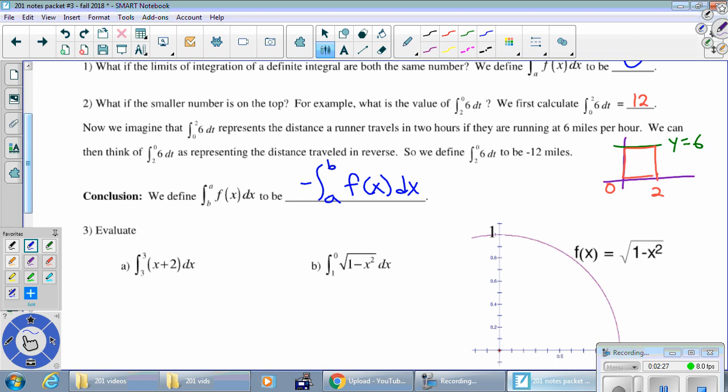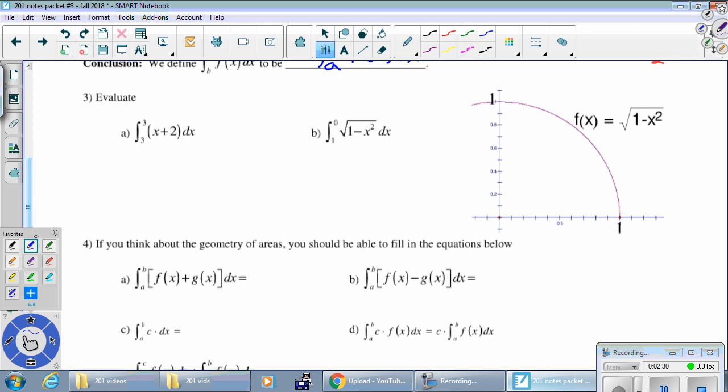Okay, let's do a couple of examples. Evaluate this integral, 3 to 3 of x plus 2. As soon as I see the 3 to 3, I can stop reading. I know that integral is 0 regardless of the x plus 2. Doesn't matter what the integrand is.